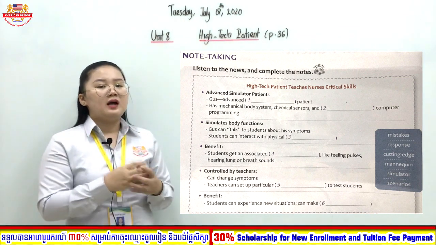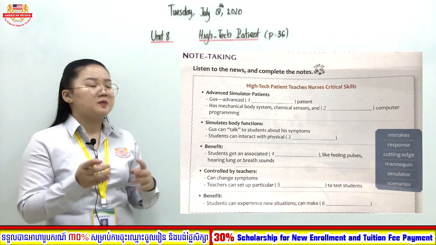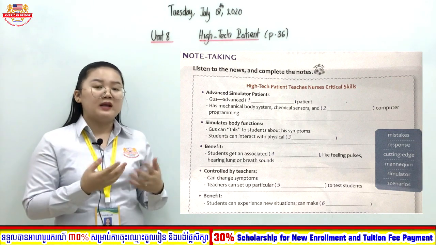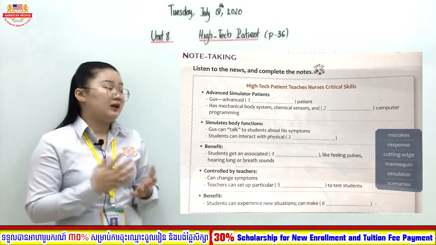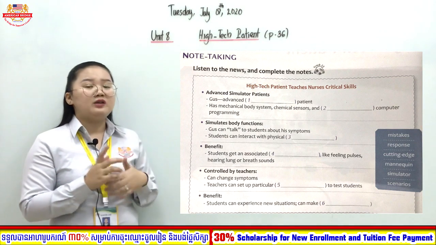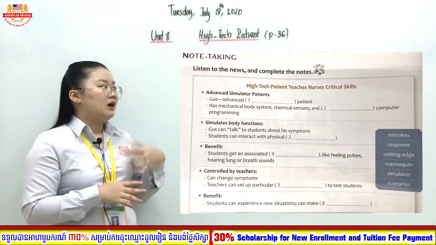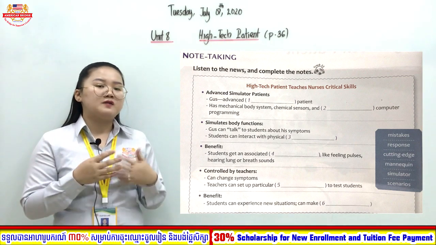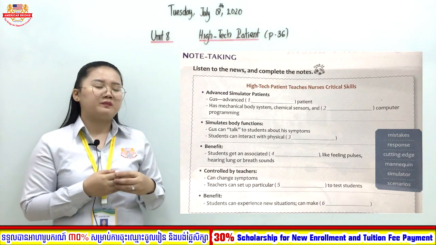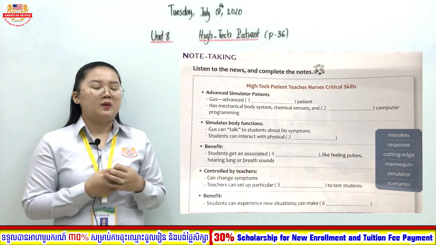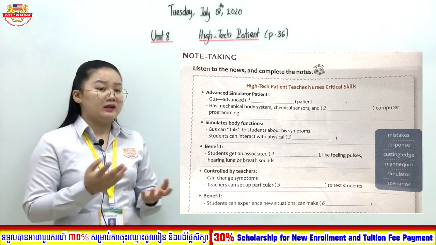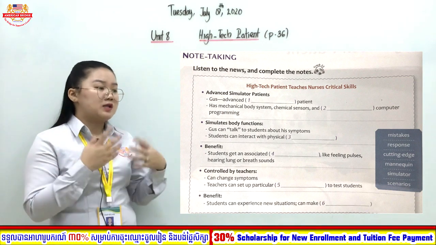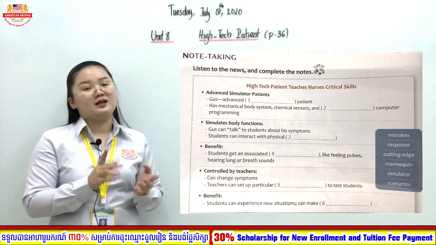Before they go to treat a real human, they need to practice with the high-tech patient first in order to avoid any mistake happening unexpectedly, alright? And here, the university tries to develop the high-tech patient, and also tries to buy a lot of simulators in order to develop their students' ability, right? So everyone, if you want to know more about what's going on in that listening, let's listen all together.